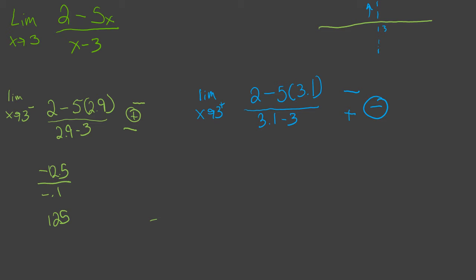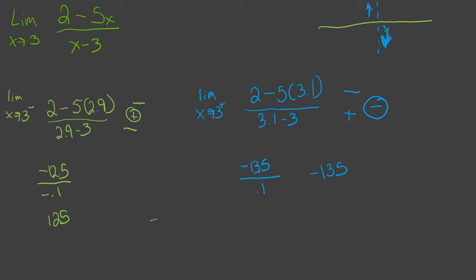But let's just double check this. We've got 2 minus 5 times 3.1, and that gives us a negative 13.5 in the numerator. And 3.1 minus 3 in the denominator is just 0.1. And that gives us a negative 135. And so we know that whatever's happening, the values are going down to negative infinity as we get closer and closer to 3 from the right.